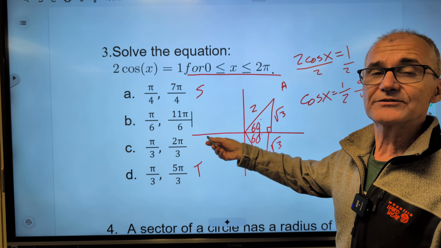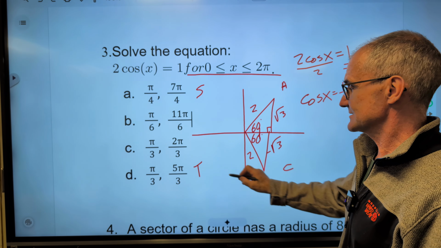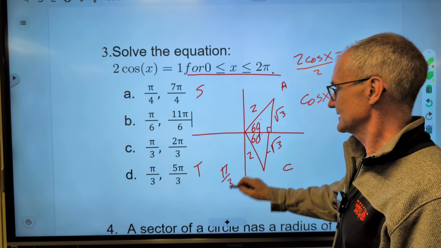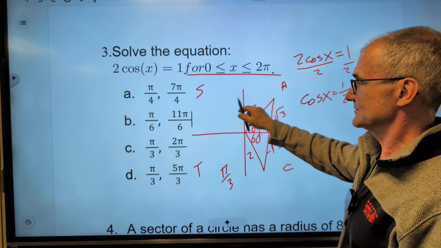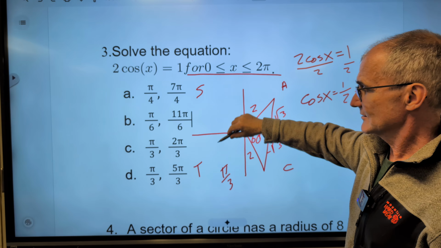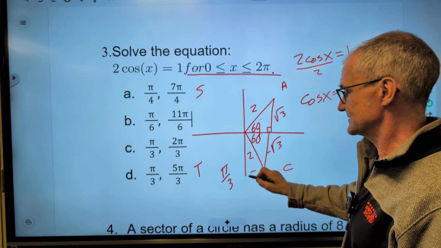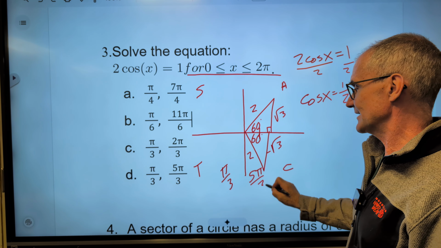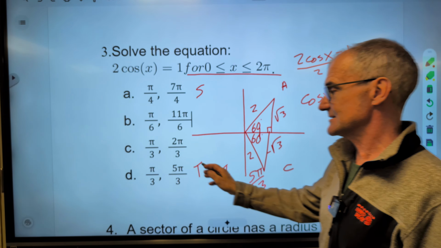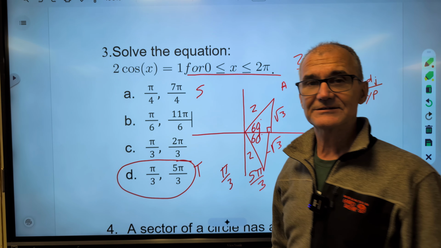60 is 1/3 of the way to pi. So my answer is pi over 3. That's the first one. 1/3, 2/3, 3/3, 4/3, 5/3. And my second one is 5 pi over 3. Correct answer, answer D right there.